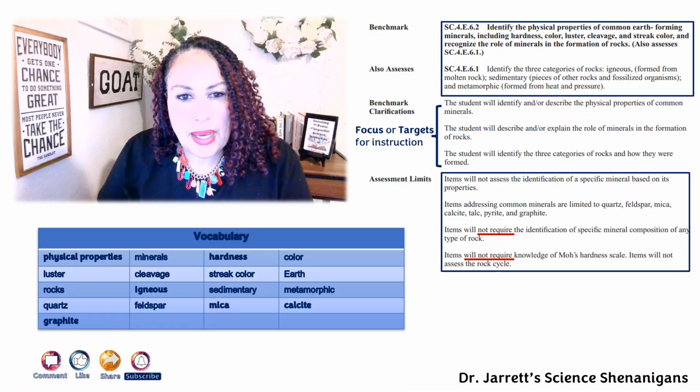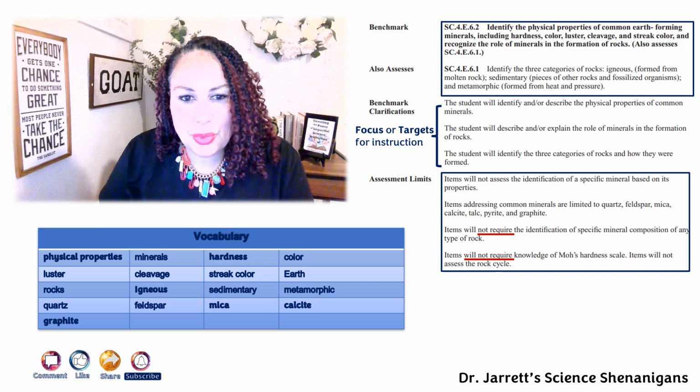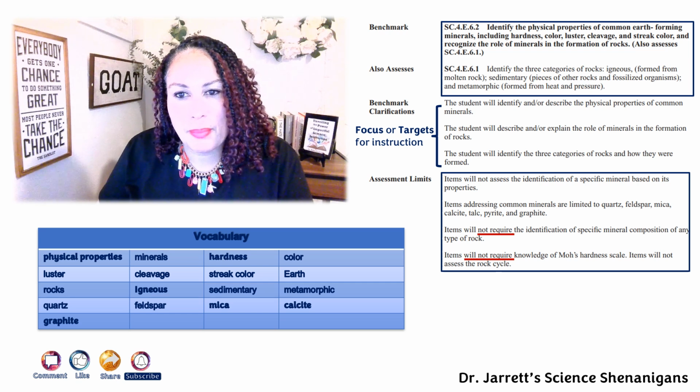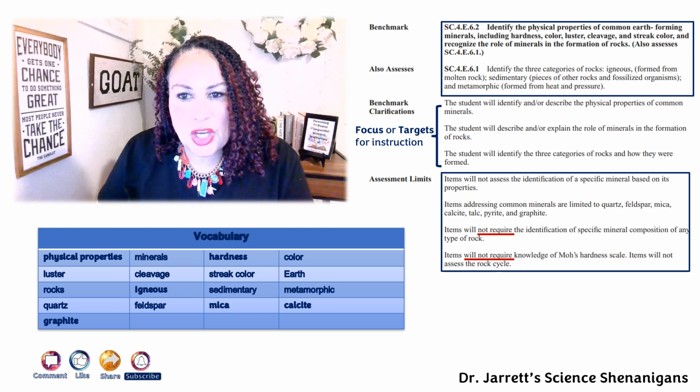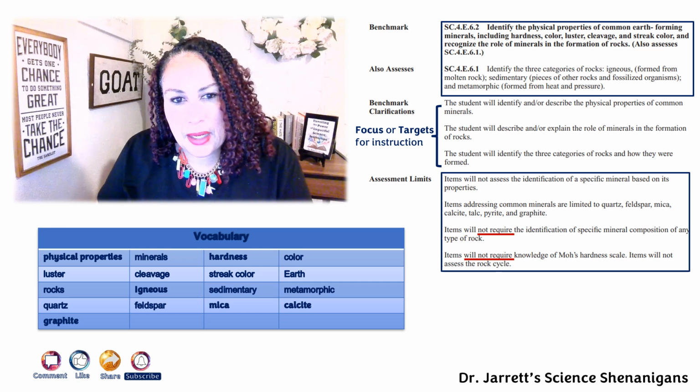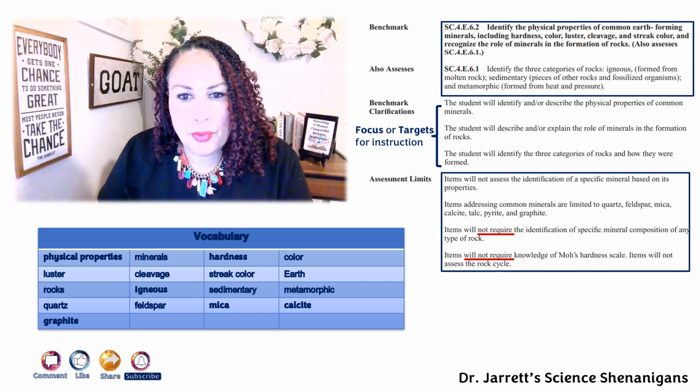The benchmarks that we're going to look at are 4E6.2 and 4E6.1, identifying the physical properties of common earth-forming minerals, including hardness, color, luster, cleavage, and streak color, and recognizing the role of minerals in the formation of rocks.